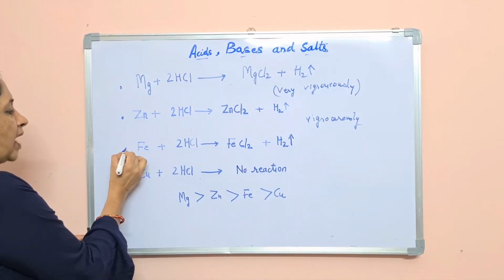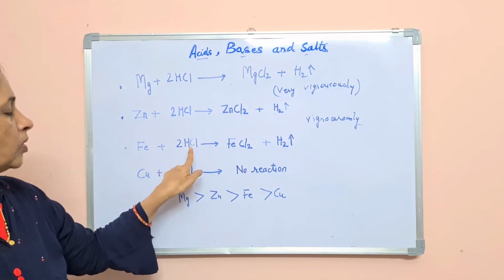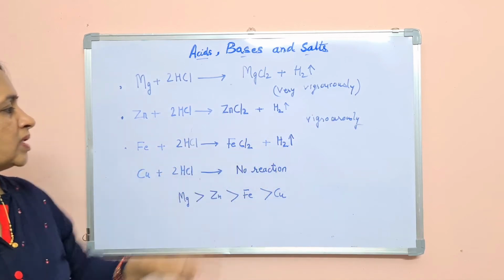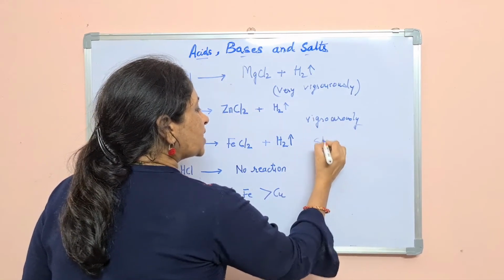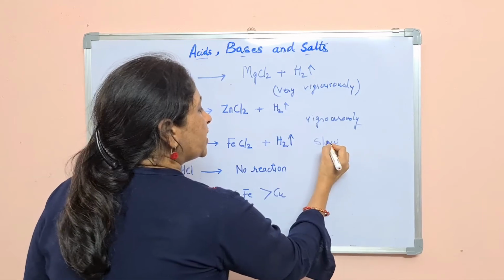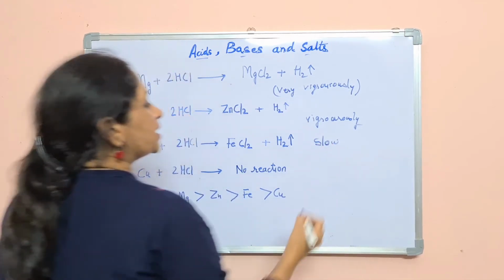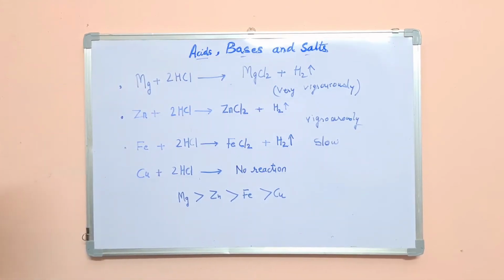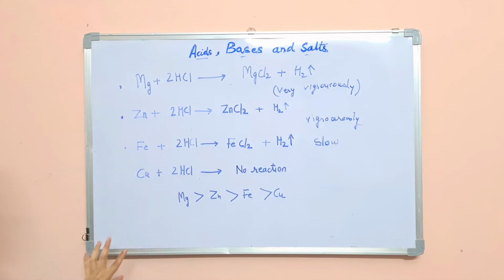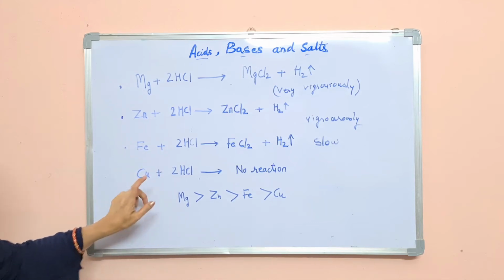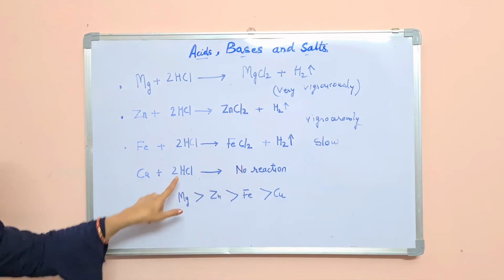Then when iron is dropped into hydrochloric acid, iron also liberates hydrogen gas, but this reaction is very slow. Evolution of hydrogen gas with iron is slow. And when copper is added to HCl, no reaction takes place. So copper is not reactive with acid.